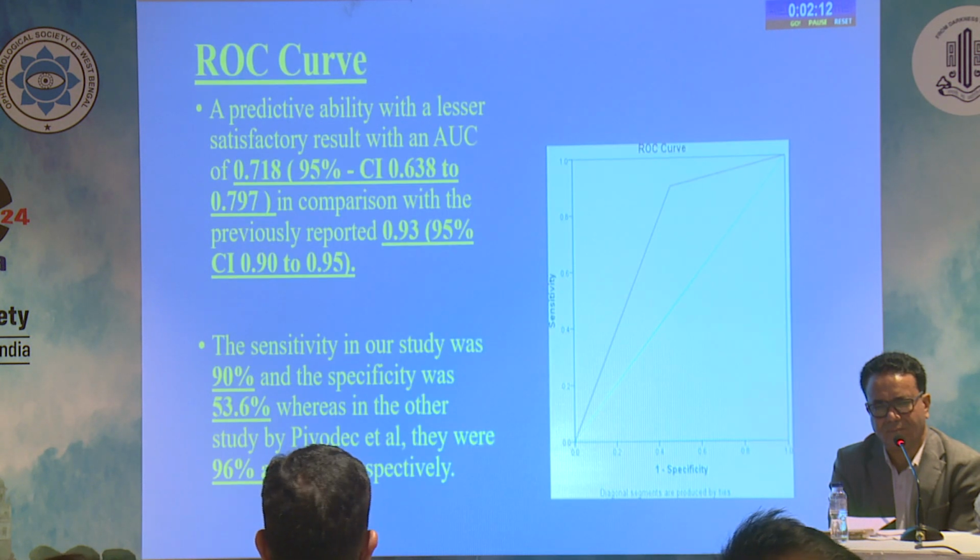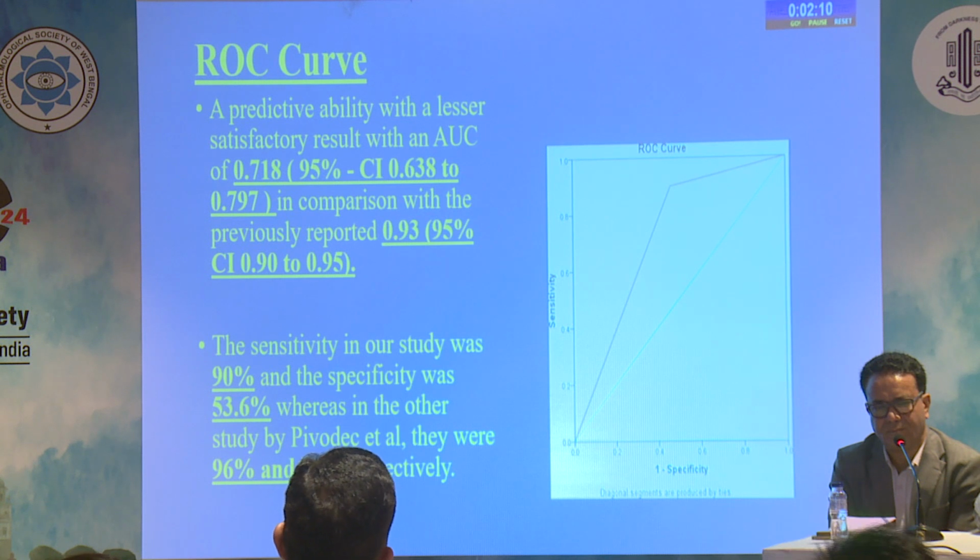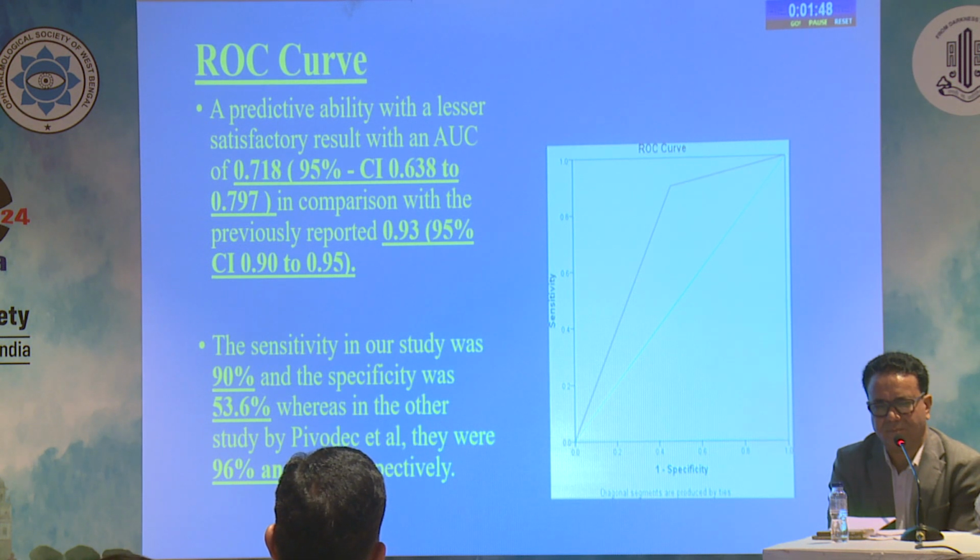The ROC curve showed the predictive ability had a less satisfactory result, with an area under the curve of 0.718 in comparison to previously reported studies. Previously reported studies show a value of at least above an average of 90%, but this study doesn't reach that standard. It is coming to around 0.718. The sensitivity of the study was 90% and the specificity was 53.6%, in comparison with the Pivodic et al. study in Sweden, of 96% and 50% respectively.